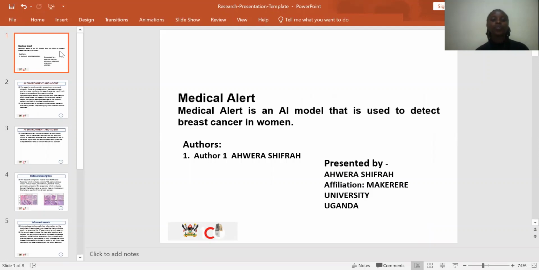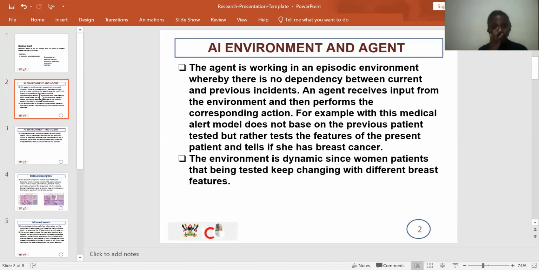So I'm continuing to talk about my medical alert model that I've been developing, and it is used to detect breast cancer in women. And I'm going to start talking about the environment and the agent. So my agent is going to be working in an episodic environment whereby there is no dependency between the current and the previous incidents. An agent receives input from the environment and then performs the corresponding action.